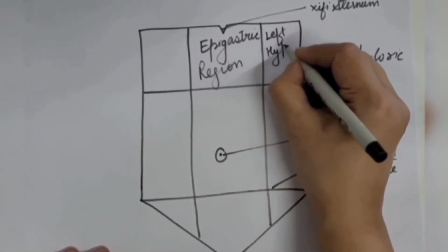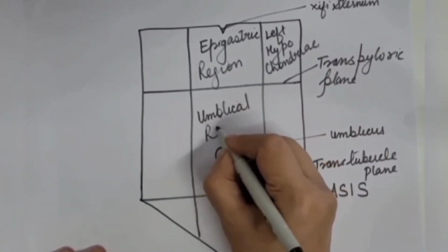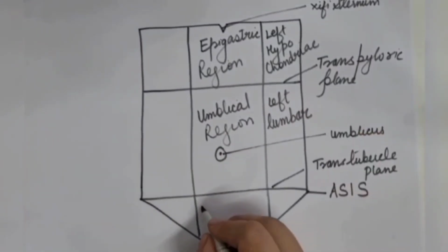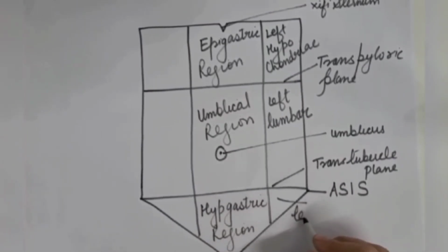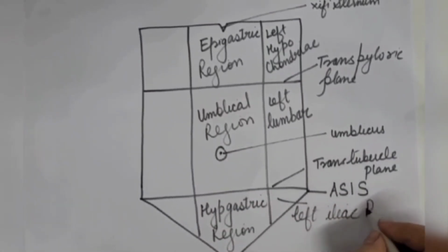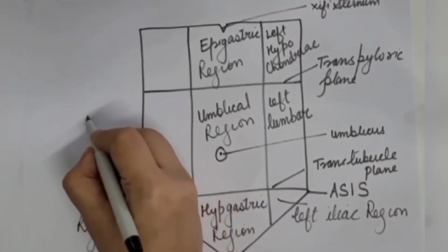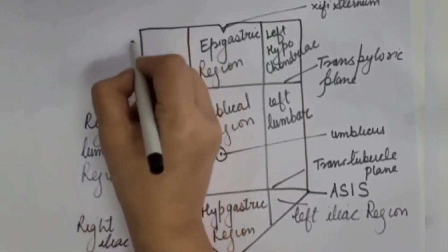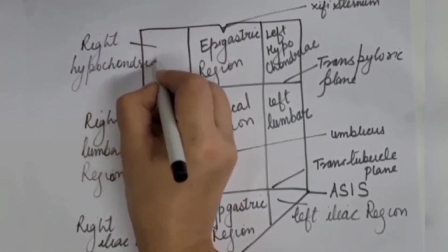Then comes the left side, the left hypochondriac region. Coming to the center, the umbilical region. Coming to the left, the lumbar region. This is the hypogastric region. This is the left iliac fossa or iliac region, the right iliac region, and the right lumbar region, which will have the organs behind them. This is the right hypochondriac region, which contains liver and gallbladder, etc.